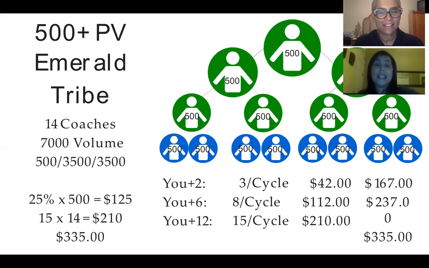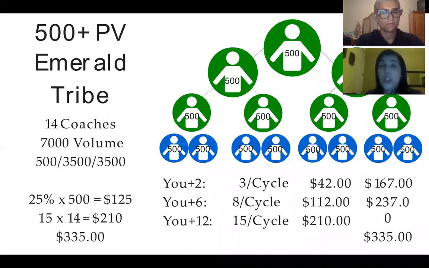So the last example you have here is you plus 12 coaches. Remember, we're not looking at the rank of the coaches, the goal is to create emeralds. But what we're looking at here is the volume that each coach is bringing in. And we're saying each coach is bringing in 500 PV. So that will give you 15 cycles, okay? That will give you a team bonus of $210.